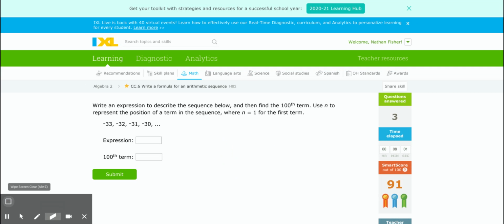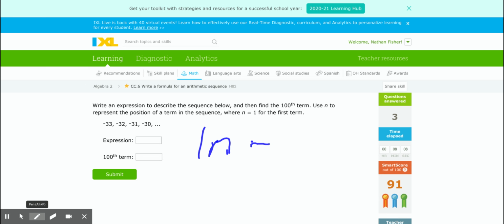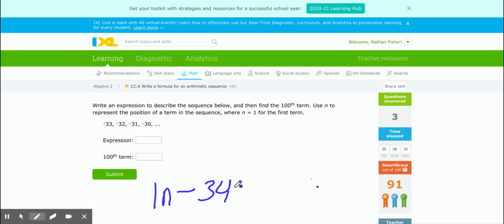Let's erase that real quick. I think I have a dead spot on my screen or something. Let's try somewhere else. 1n minus 34. Yeah, good enough. So I'd have 1n minus 34. My 100th term, remember, is whatever I get when I plug in that number. So 1 times 100 is 100. Minus 34 would give me 66.